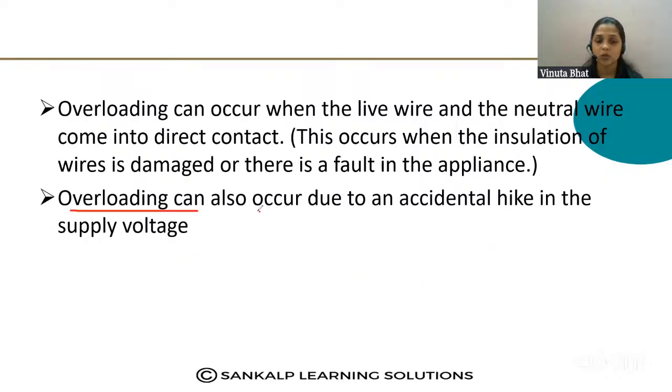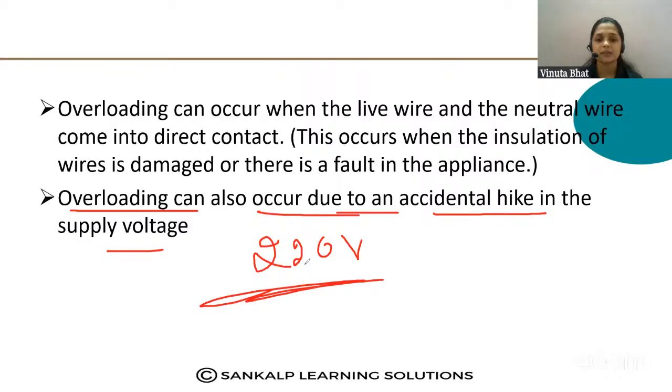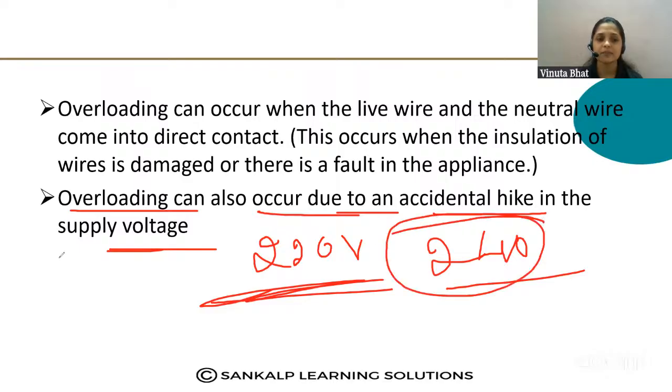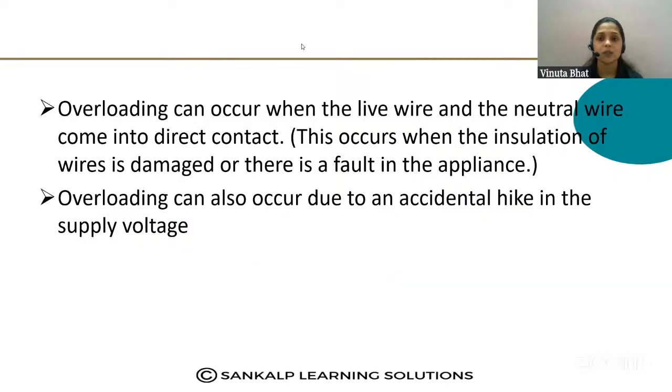Overload can also occur due to an accidental hike in the supply voltage. In our country, 220 volt is the voltage we use in our houses. But if the supply voltage increases to 240 volt, there is a chance of overloading. If too many appliances are connected to a single socket, there is also a chance of overloading.